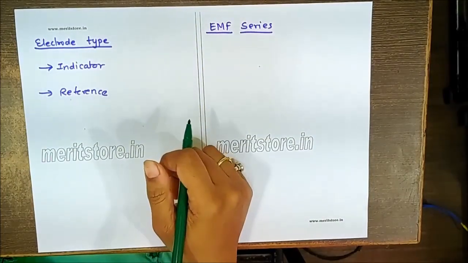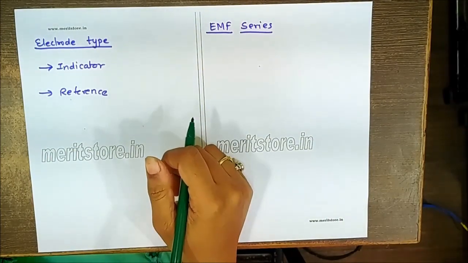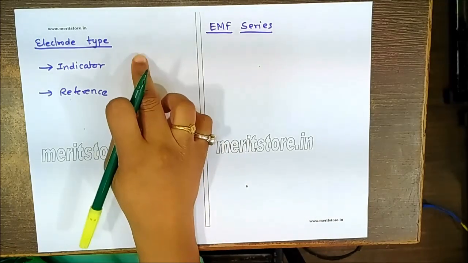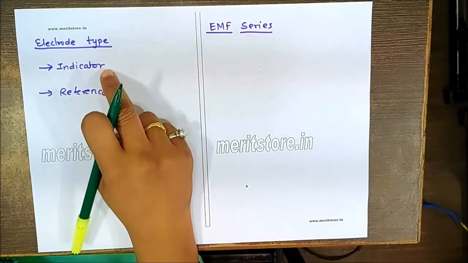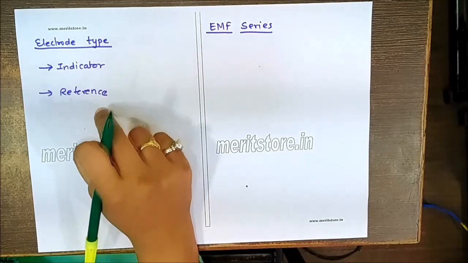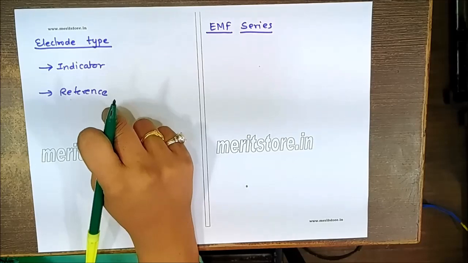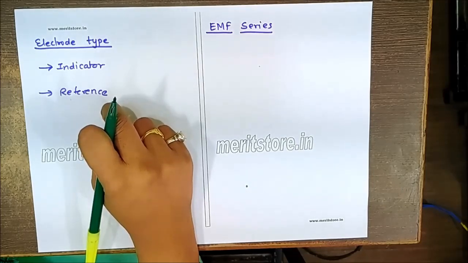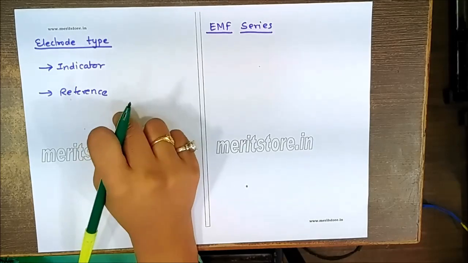Now there are two different types of electrodes. One is the indicator electrode, whose potential totally depends on the concentration of the particular ion present in the solution. In the case of a reference electrode, the electrodes are arbitrarily chosen and their potentials are fixed, and we call them reference electrodes.